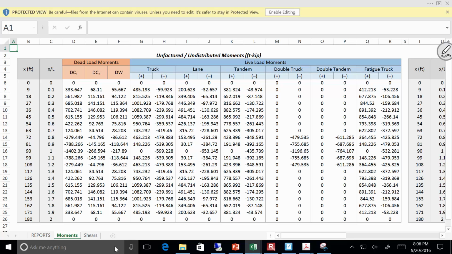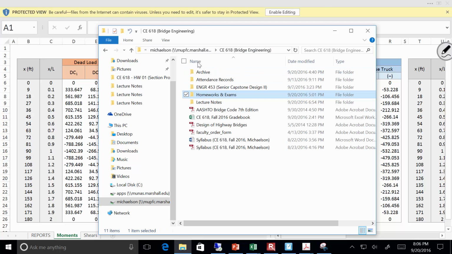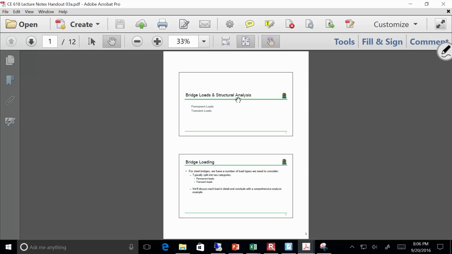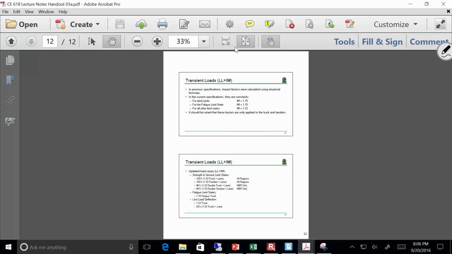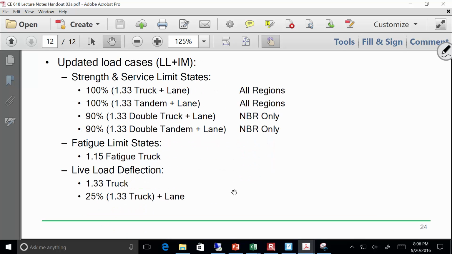Okay. First thing we have to do is combine these appropriately. Now, how do we combine these? I told you all a while back that there was a particular slide that I wanted you all to put a star on in your notes. I think it was this last slide right here. Y'all remember that? Okay. So, for strength and service limit states, we have 4 cases, right? Remember these? Okay, so let me show you what I got going on over here.